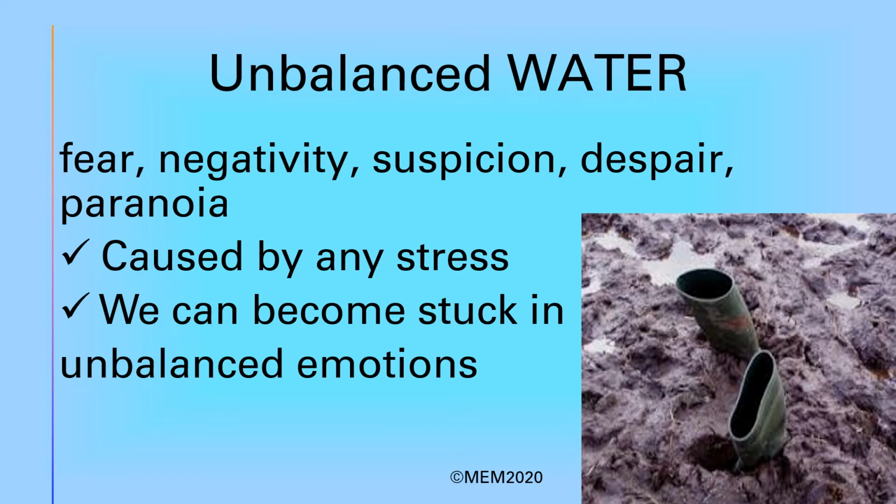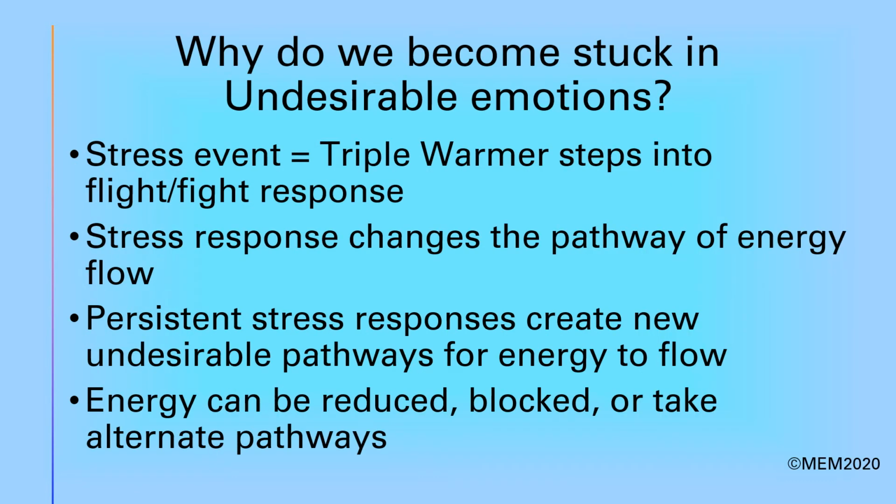Okay. So the way that we get stuck into these undesirable emotions is that the stress process works like this. We have the stress event, and then the triple warmer system kicks in to the fight or flight response. Triple warmer is one of the 9 systems that governs the stress responses, and it keeps us with the fight or flight so we can respond appropriately. And maybe freeze is included in there. Maybe we don't do anything, maybe we run away, or maybe we fight. It depends on what's called for at the time.